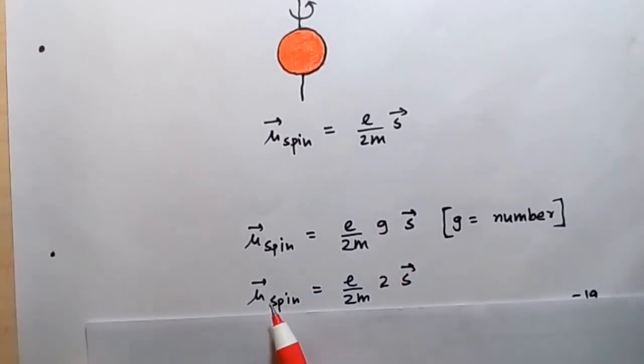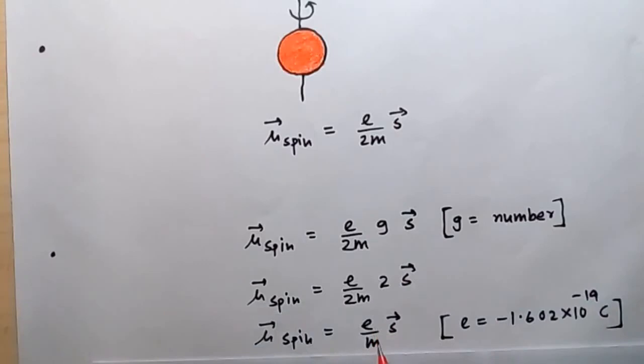So the magnetic moment generated due to the spin of an electron equals e by 2m times 2 times the spin angular momentum, that is e by m times the spin angular momentum, where e is the electronic charge, equal to minus 1.602 times 10 to the power minus 19 coulomb. And this is the relationship between the magnetic moment and the spin angular momentum of an electron.